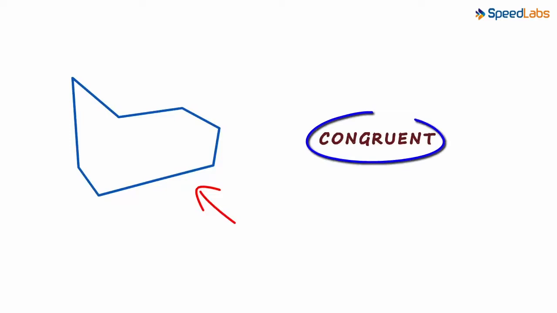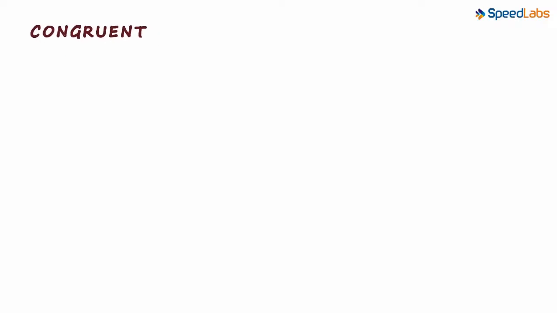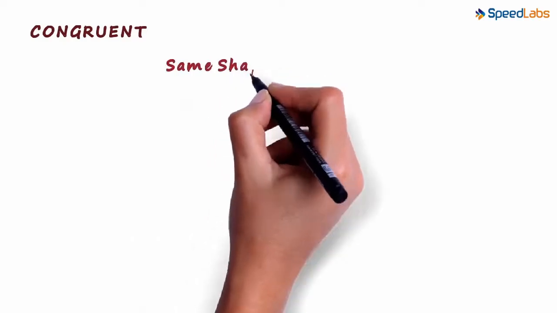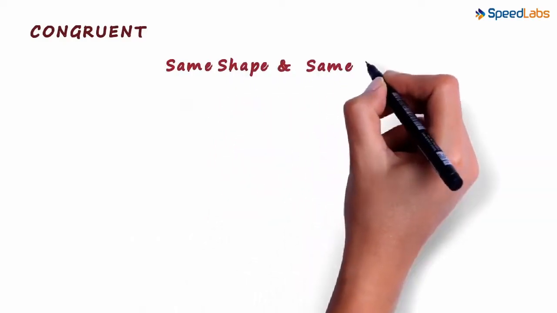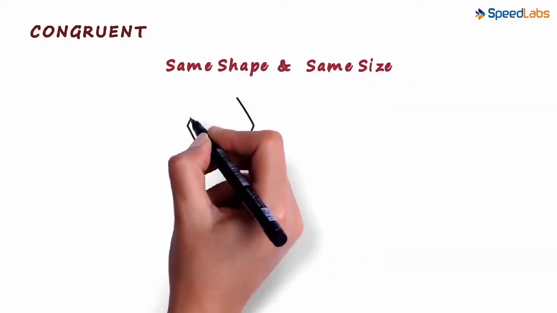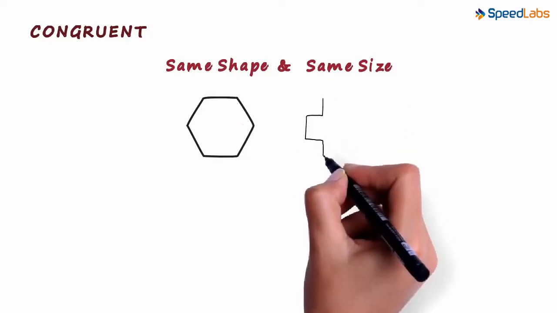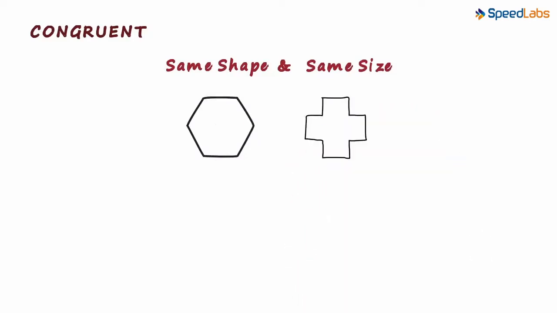That's congruency. But let's understand a bit more about congruency. When are two figures congruent? It's simple. They should have the same shape as well as the same size. Say we have a shape like this and another one like this. We can easily say that they are not congruent as they're completely different shapes.